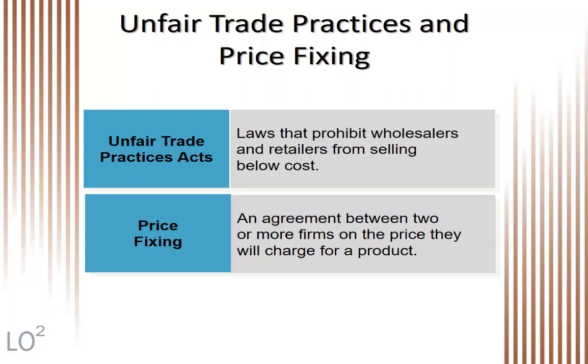Price fixing is illegal under the Sherman Act and the Federal Trade Commission Act. Unfair Trade Practice Acts are defined as the laws that prohibit wholesalers and retailers from selling below cost, and price fixing is an agreement between two or more firms on the price they will charge for a product.